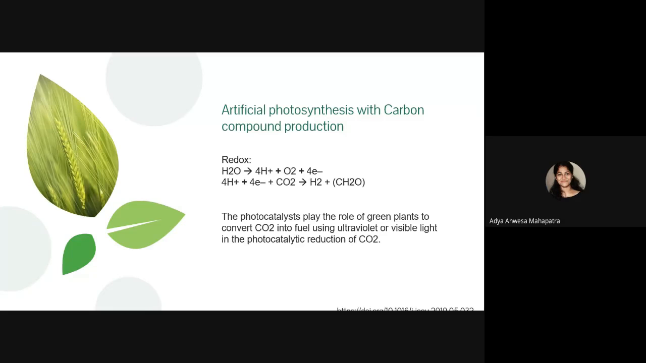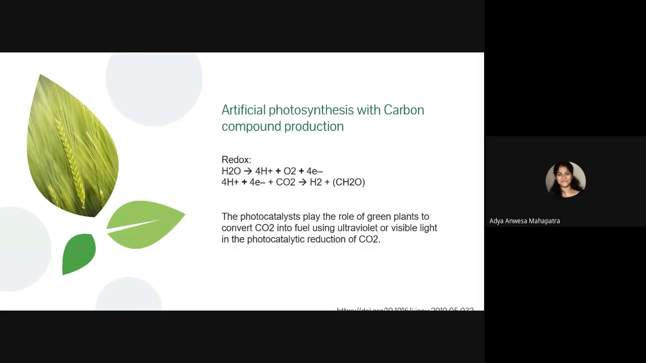Now that we know the basics of artificial photosynthesis, let us talk about different approaches towards building an artificial photosynthesis unit. Out of the many known methods, I would like to tell you about two proposals. One is with carbon compound production and the other is through water splitting approach. We will start with artificial photosynthesis with carbon compound production.